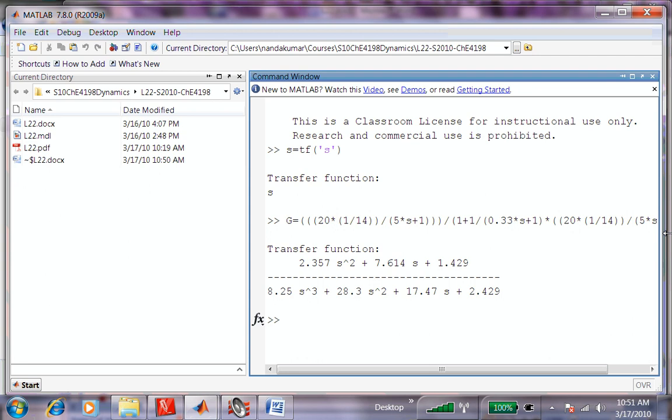This is just a transfer function definition. Okay? So now I have the transfer function, okay, the effective transfer function between the input and the output. So if you want to look at the step response to a step magnitude of 10, what do I do? I just type step 10.